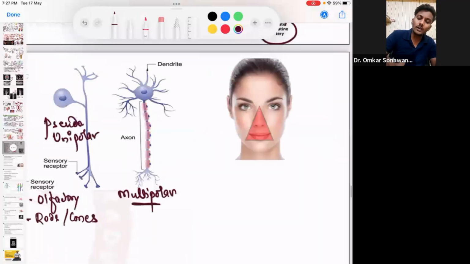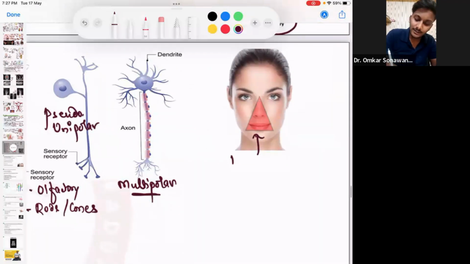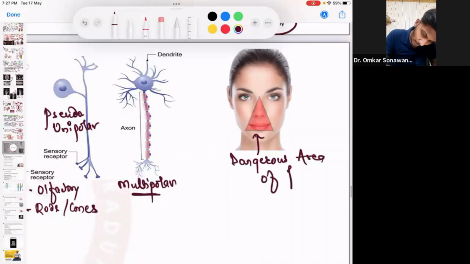I marked the area: the triangular area involving the bridge of the nose, the upper lip and adjacent cheek. This is called the dangerous area of the face. The dangerous area of the scalp is the loose areolar tissue. But the dangerous area of the face is the pyramidal triangle: upper lip, nose, and adjacent cheek.